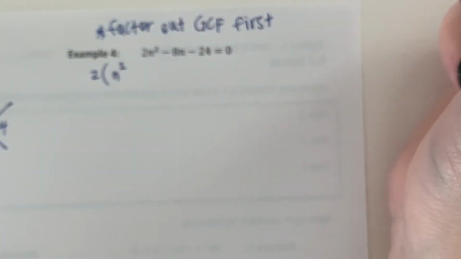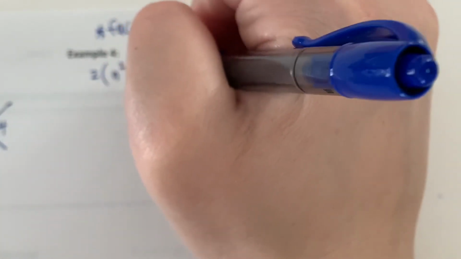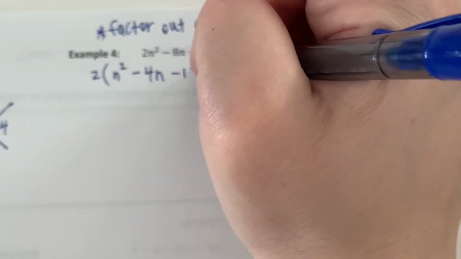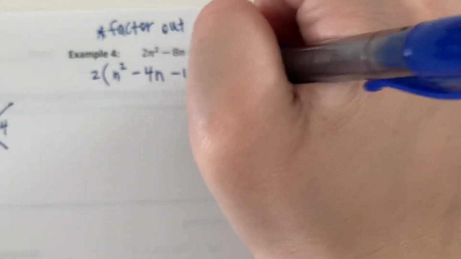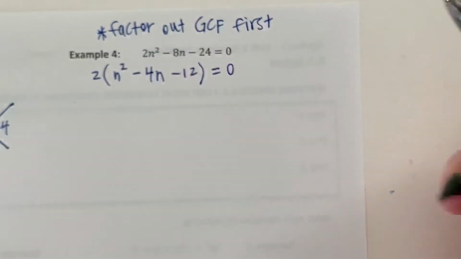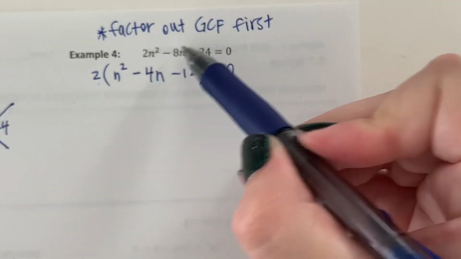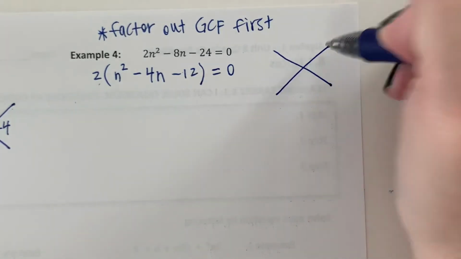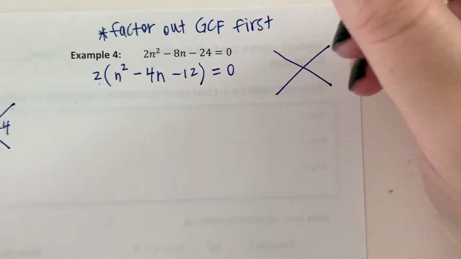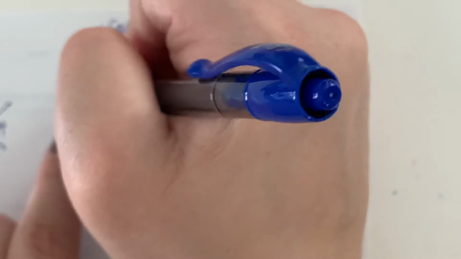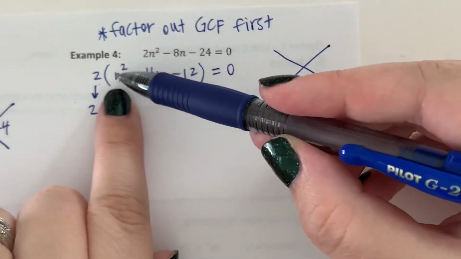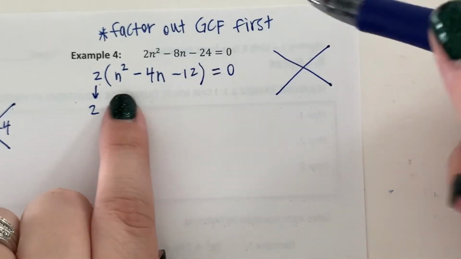2 times n squared gives me 2n squared. 2 times negative 4n gives me negative 8n. And 2 times negative 12 gives me negative 24. So all I did was pull out a GCF of 2 because 2 goes into each term. Now that I pulled out the GCF, let's do our x method. Keep in mind this 2, I'm just going to continue bringing it down throughout the whole problem. But here would be my A, my B, and my C.